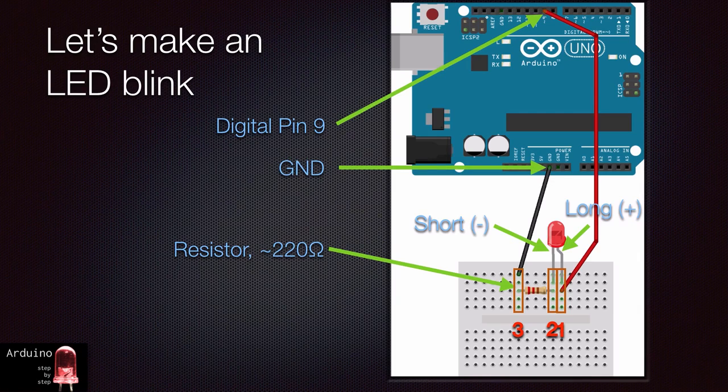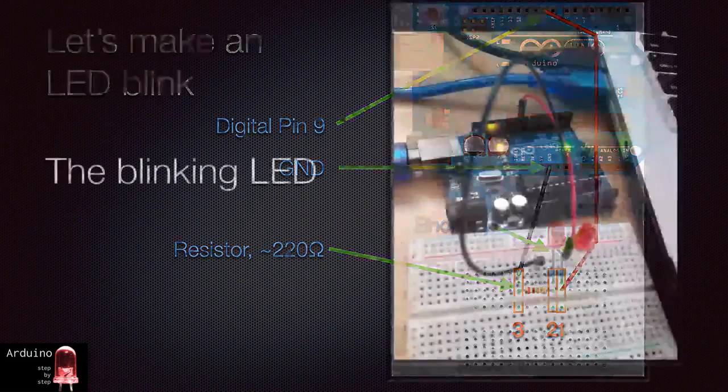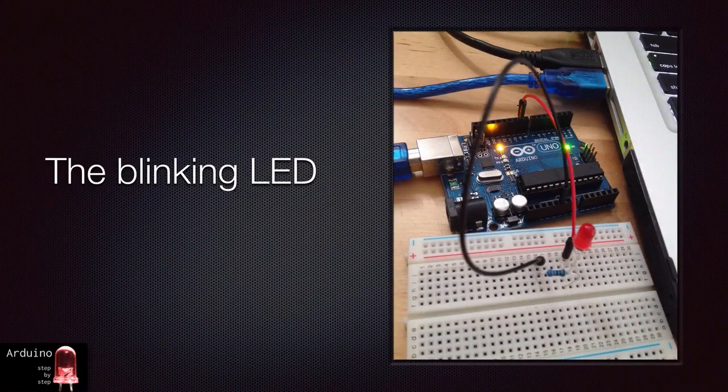Finally, use a black jumper wire to connect the Arduino's ground GND socket to an empty socket in column 3. So this is what your circuit should look like after you connect all the cables together.